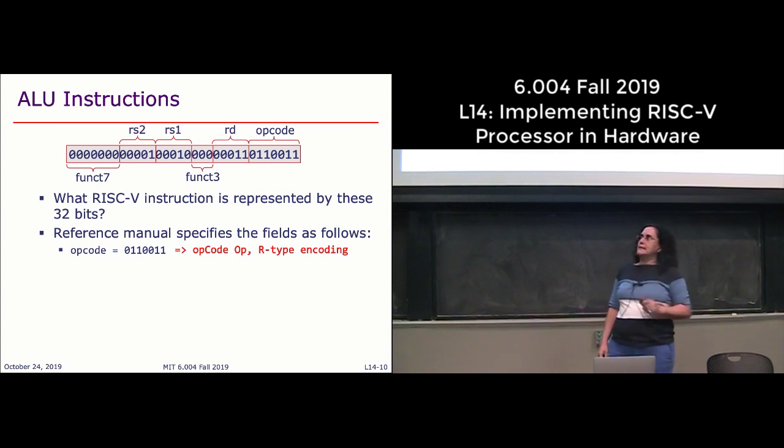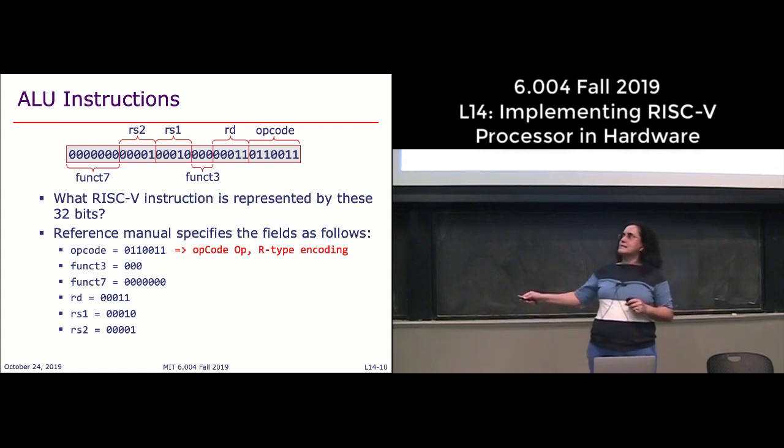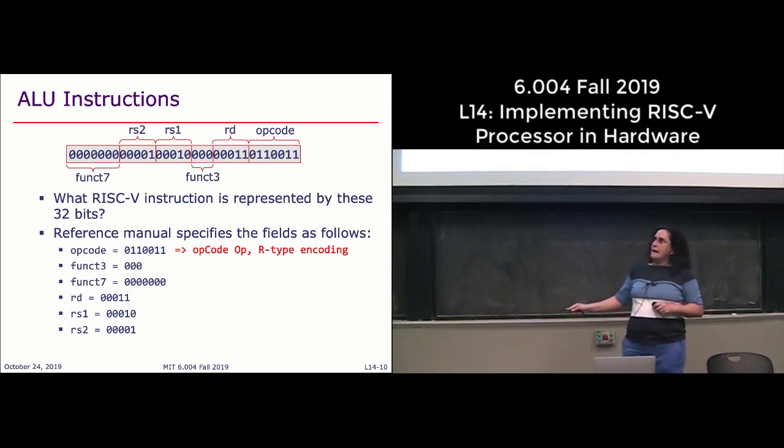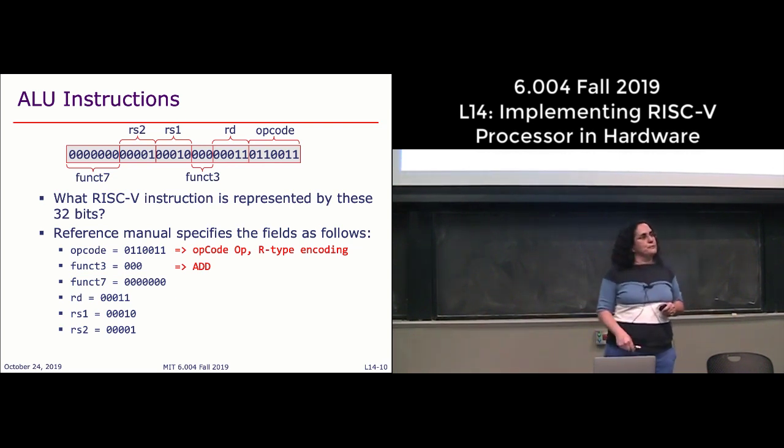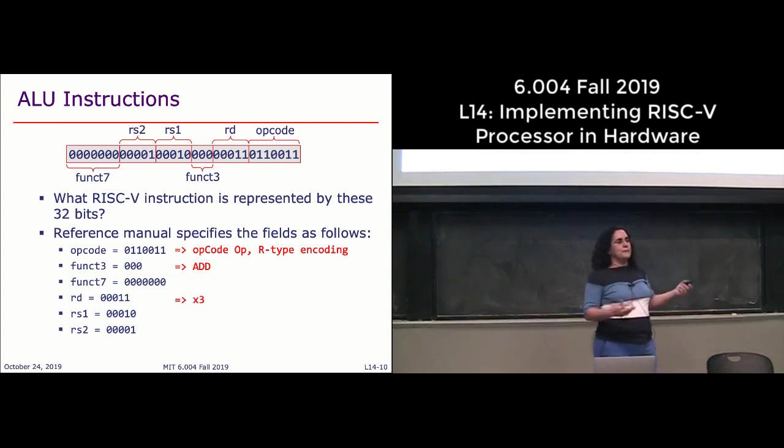Okay? So specifically in this example, I'm going to have this function 3, which is all zeros, function 7, which is all zeros. My RD register is saying that I'm going to write to register 3. And these zeros are basically telling me that the operation that I'm going to perform is an add. And so I'm going to write to register 3. And which registers are my source registers?